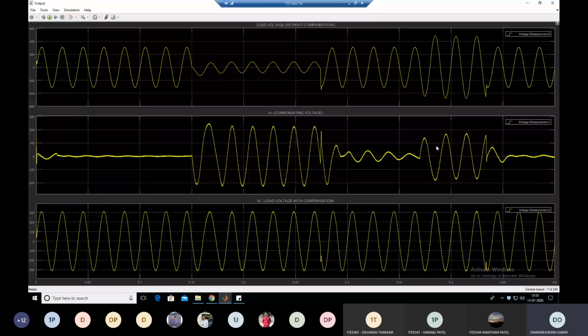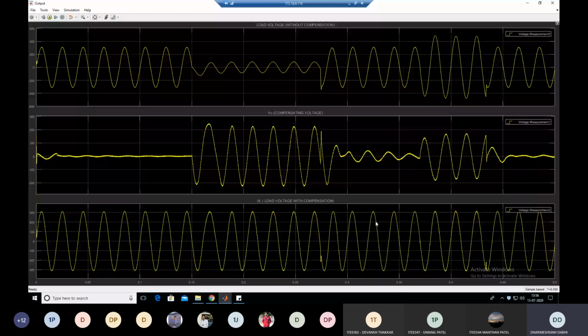Exactly 180 degree phase shift with your normal load voltage. So during the positive cycle of the load voltage, this compensator injects the negative voltage. Clear? The required amount of negative voltage, which makes the voltage at the load side 311 peak or rated voltage. Clear? Same way, in the negative cycle of the load voltage, they inject the positive voltage. You can see that. Clear? So you can see that there is no variation in the actual load voltage in this cycle.